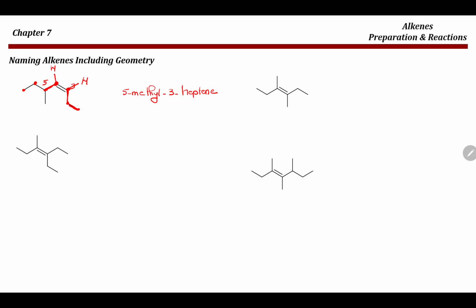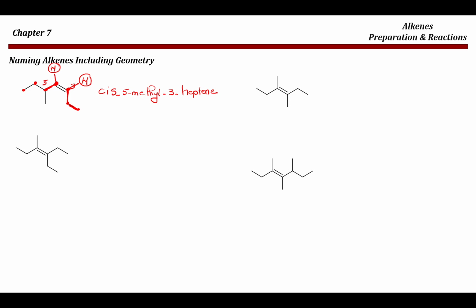Is this cis or trans? The hydrogens are on the same side, so the common group is on the same side. This is cis. Now someone might say, okay, do we use cis trans or EZ? Both are correct unless we specify something else. If I'm using the cis trans system, this is going to be cis 5 methyl 3 heptene.